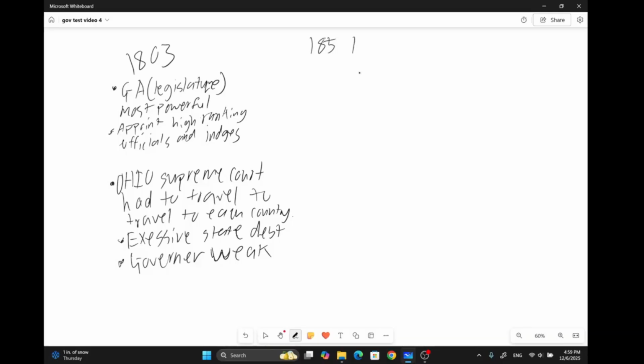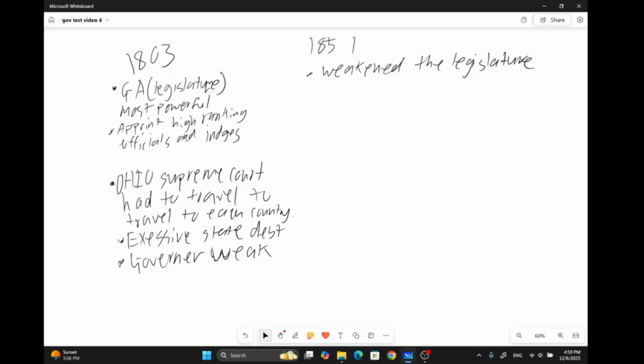So the 1851 Constitution reformed things and tried to fix a lot of the problems. The legislature being the most powerful, this one weakened it. It weakened the legislature.